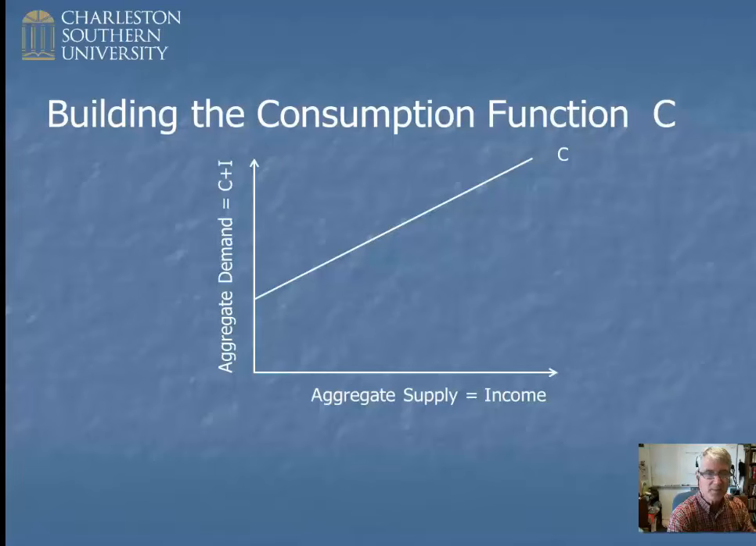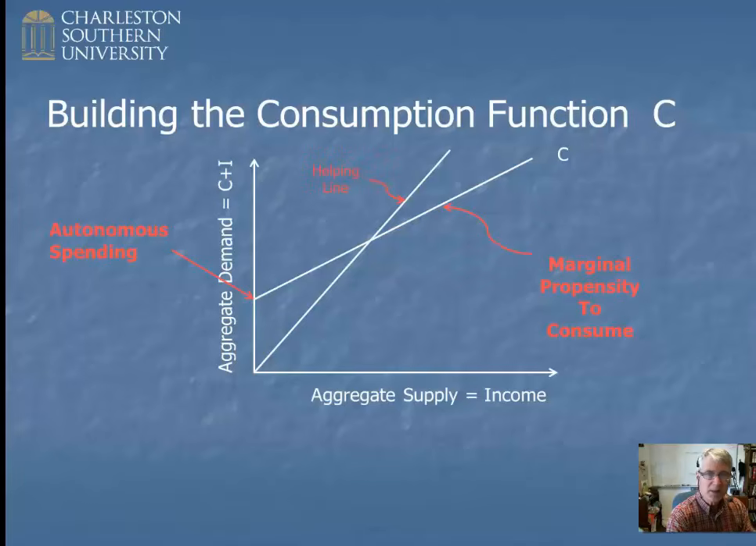There's a couple of things about the consumption function that we need to identify. First, there is this thing called autonomous spending. It's where the consumption function hits on the aggregate demand axis. It's defined as the level of consumption when income is 0. Secondly, the slope of the consumption function has a name. It's called the marginal propensity to consume. So we have the consumption function.